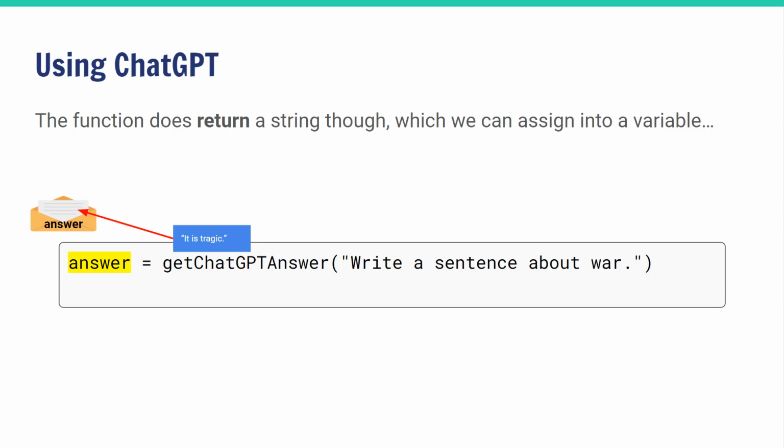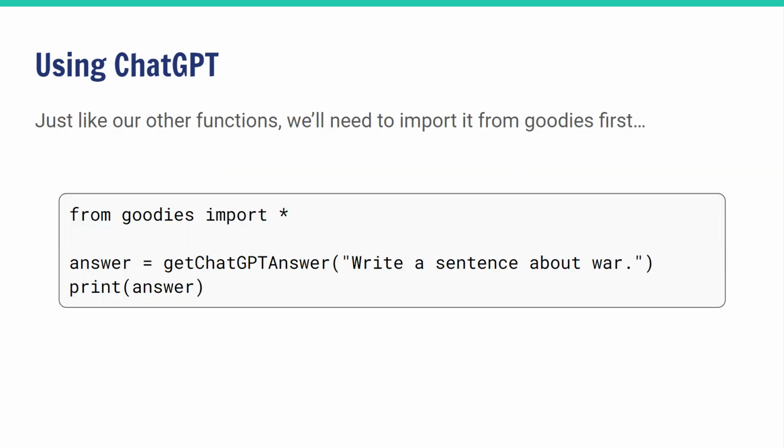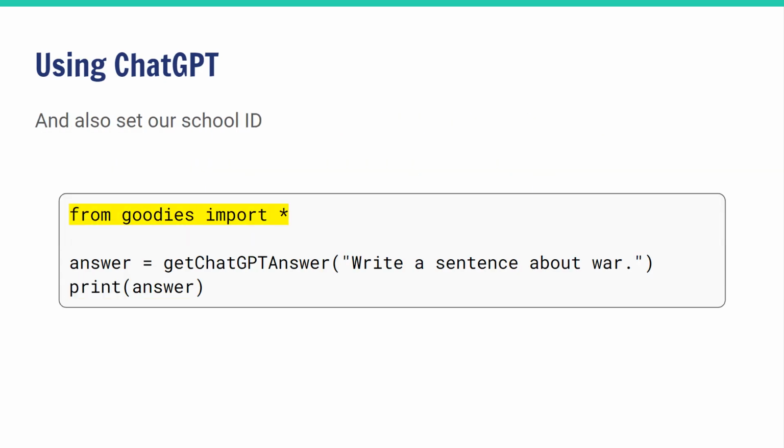There it goes into the envelope, and then later on, if we want to display that answer, we can then use the name of the variable inside our print function. And that's when we'll be able to see the result. Similarly, we can use that variable in other functions like the say function. And remember, we've got to import from goodies and we've got to set our school ID before we can use this function.